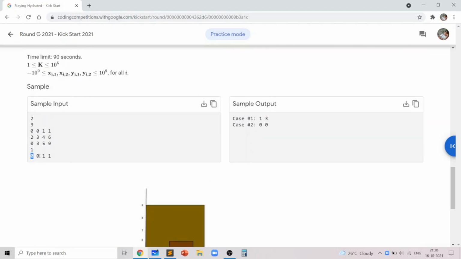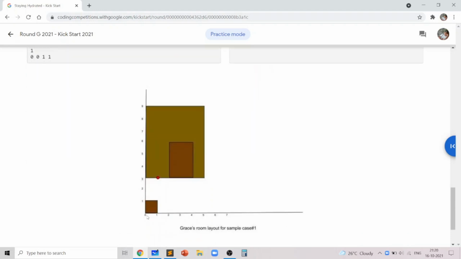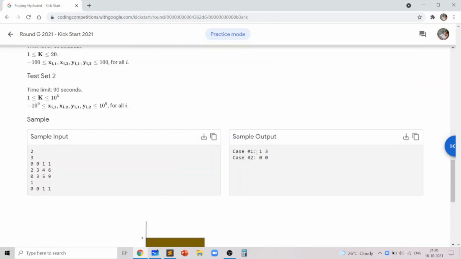And even in the second example, you can verify that we have only one rectangle with bottom left corner 0, 0 and top right corner 1, 1. So in that case, obviously any point on the rectangle is going to minimize the sum of distances. So we choose the leftmost and the bottommost point, which is 0, 0. And that's why the answers are 1, 3 and 0, 0.